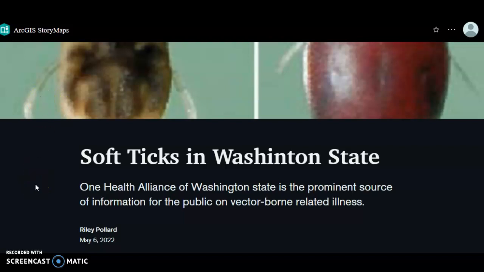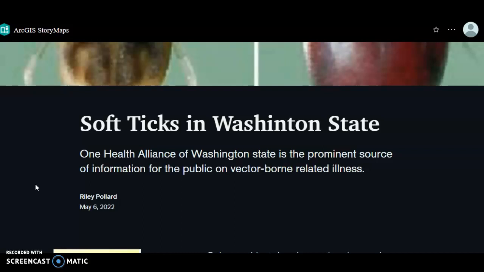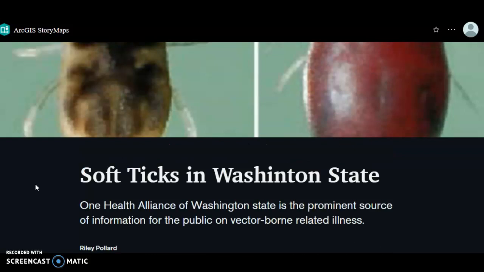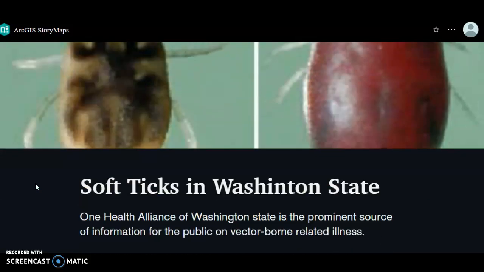One Health Alliance is a prominent source of information for the public on vector-borne related illnesses. Today we're going to be talking specifically about soft ticks and how they affect our community, how we know we're being affected, a little bit more about the morphology and the life history of one of the soft ticks, and where they're from, and talk a little bit about their research.